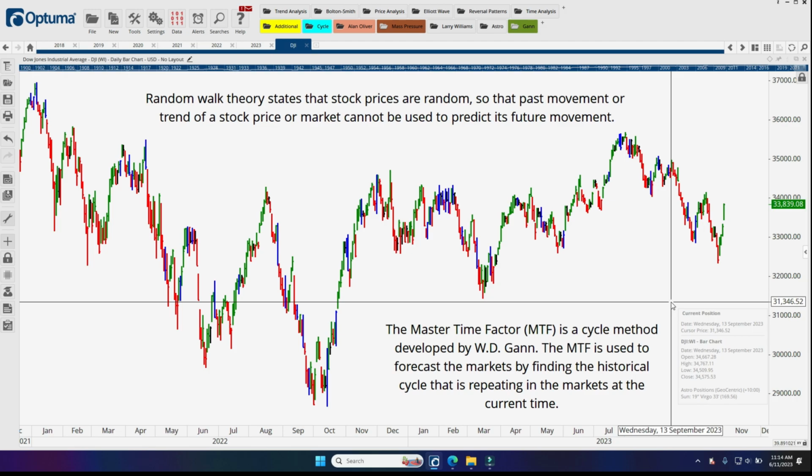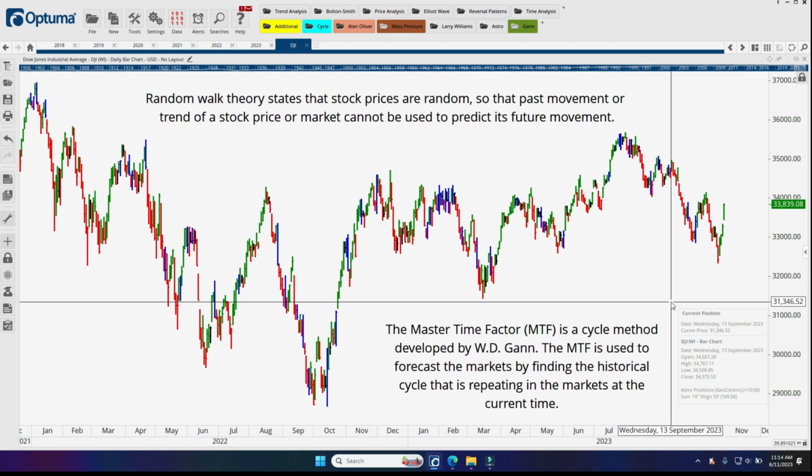Now, I use the master time factor, or at least a method of it, both publicly and privately in my videos. And today, I'm not going to teach you how to use the master time factor. I teach that in our Gann Mastery program. But I am going to show you proof that the master time factor does exist and that you can use it.